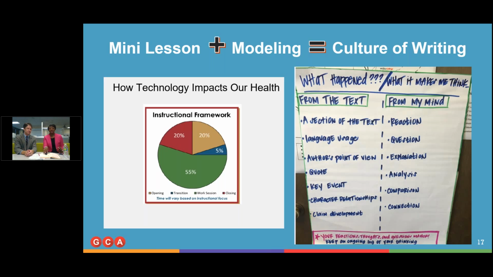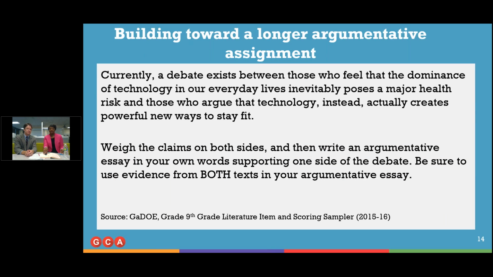All right, we've got a couple questions. Okay, Joy has a question about particularly slide 14. She said, how long do you anticipate a writing project similar to slide 14 taking in a 60-minute language arts or reading class at the middle school level?